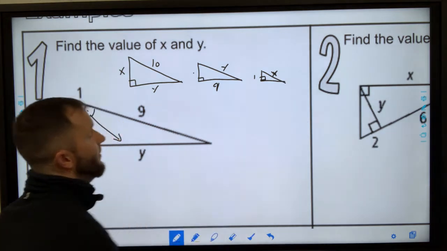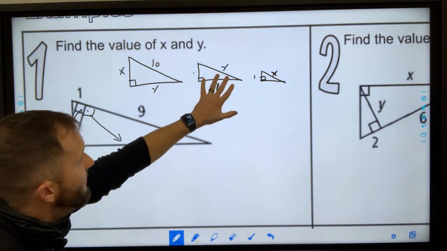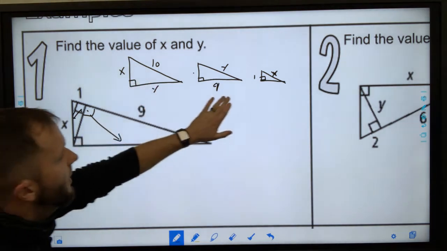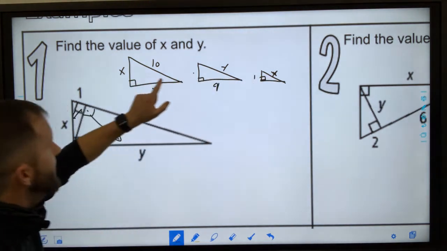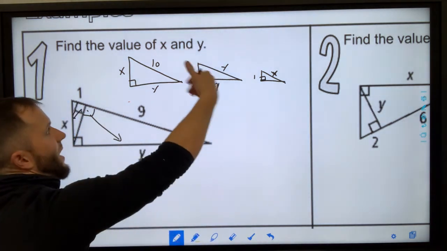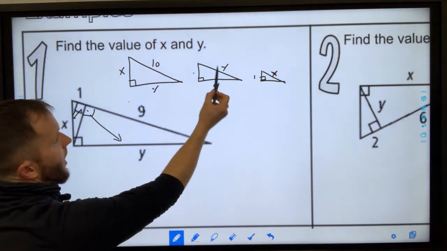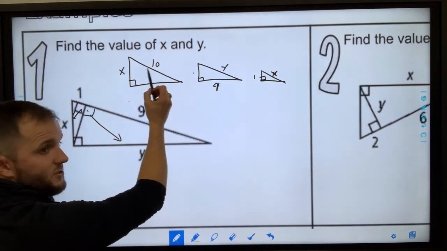Right now, on this one I'm trying to solve for Y, so I'm going to compare it to my big triangle. And on this one I'm trying to find X, which I'm going to compare to my triangle here. So let's go ahead and solve for Y first. Y is my hypotenuse. On the big triangle, my hypotenuse is 10.